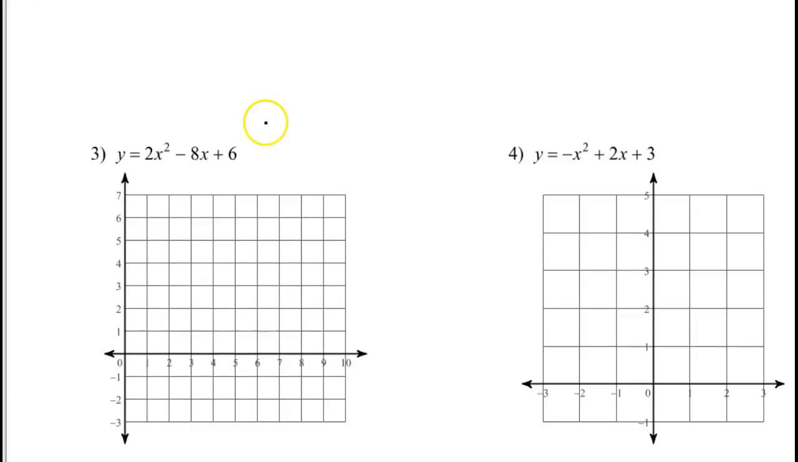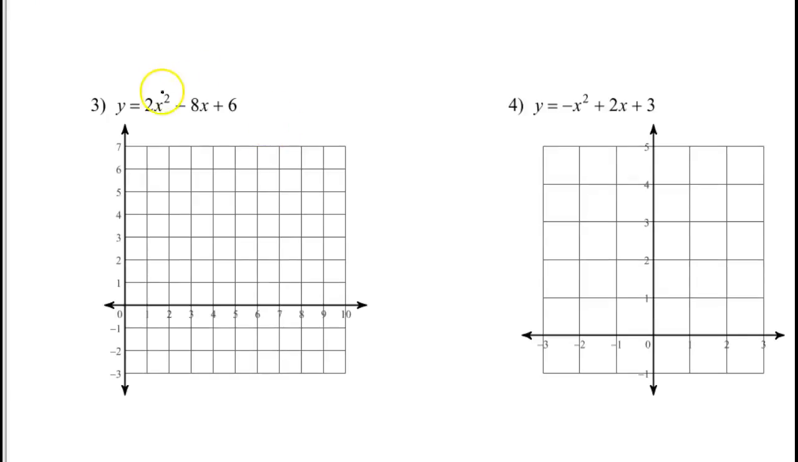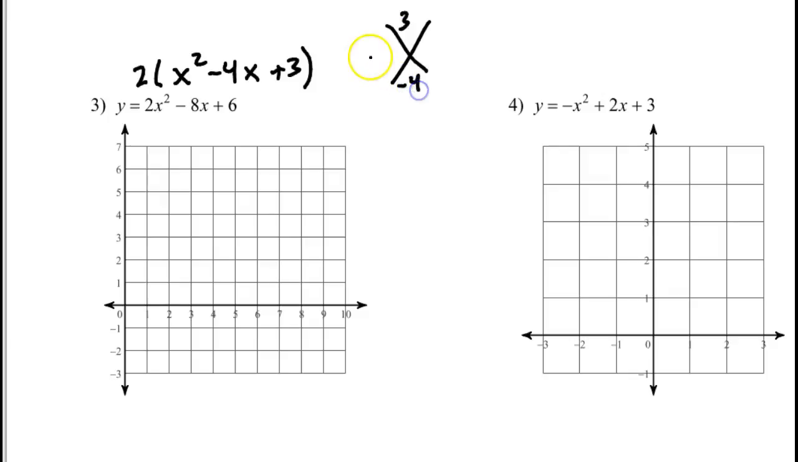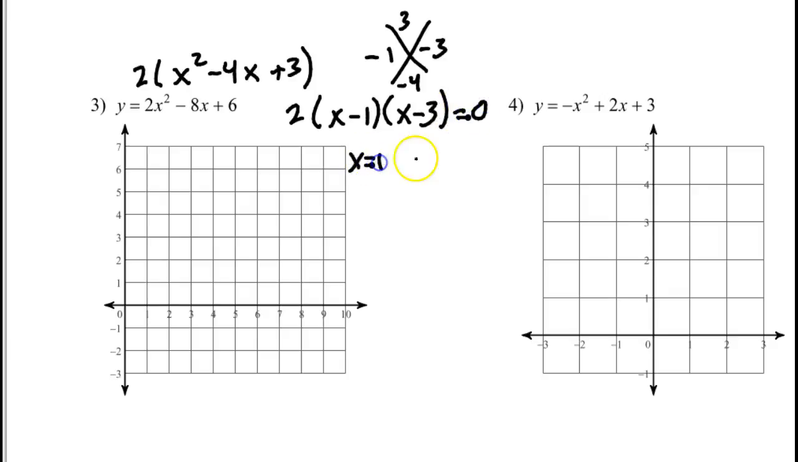But you could get down to here and realize, okay, remember the first step is a GCF. So you factor out a 2 from all of them. And you can figure out what two numbers multiply to 3 and add to negative 4, and this does factor. Right? So this one does factor. It'll be 2, x minus 1, x minus 3. And if you set that equal to 0, you'll get x equals 1 and x equals 3.